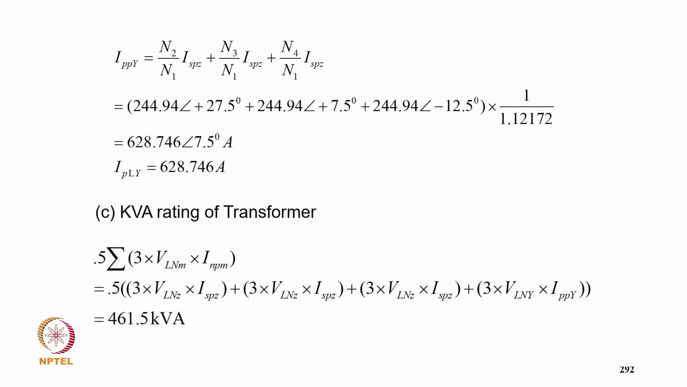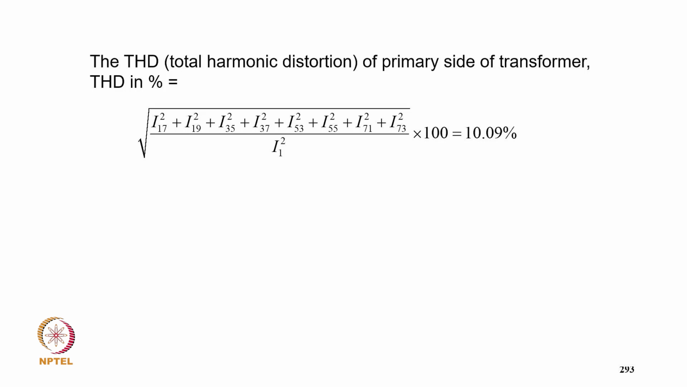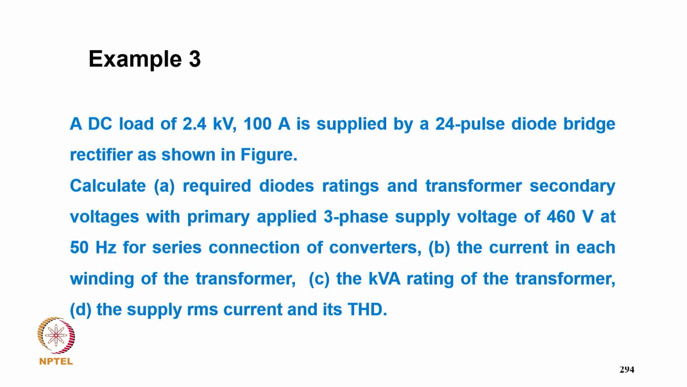And now calculating the primary current, adding N2 upon N1 ISP plus N3 upon N1 ISP and N4 upon N1 ISP. So putting in the value, it comes to IPLY equal to 628.746 ampere, and the kVA rating of the transformer is 0.5 into 3 into VLN into ILN. So putting in the value, it comes to 461.5 kVA, and the THD of supply current adding up to the 73rd harmonic, 17 is the minimum because of 18 pulse, so it comes to 10.09%.